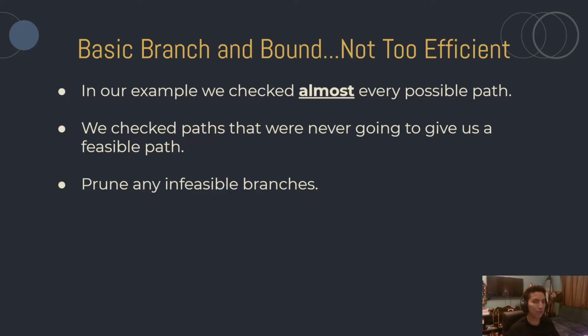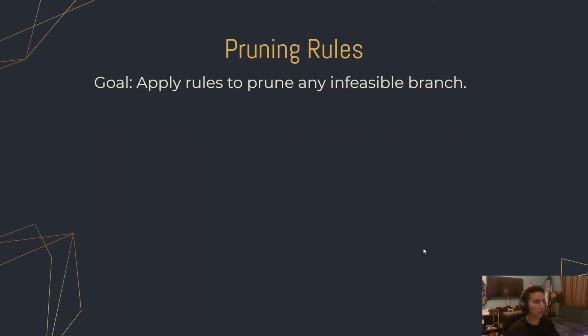And we did prune one branch, but it didn't help us out too much. So what can we do? We can apply what are called pruning rules, right? And we basically apply these rules to rule out any infeasible branches. We want to prune any infeasible branches.